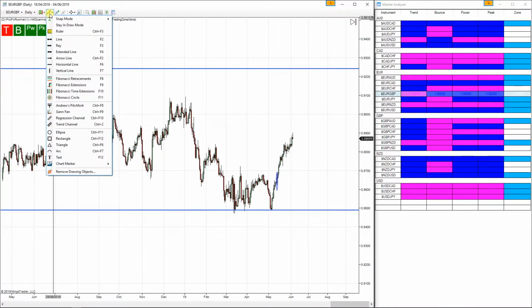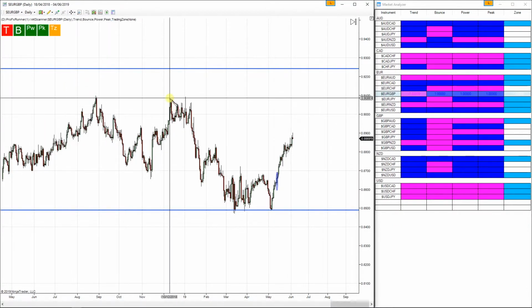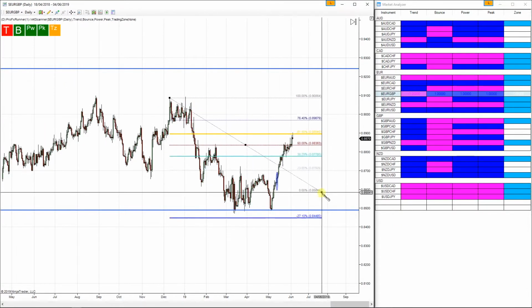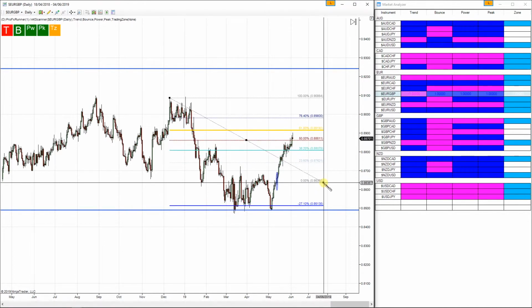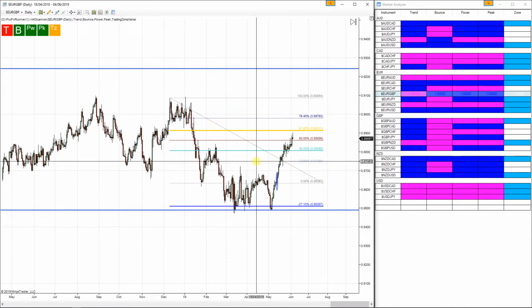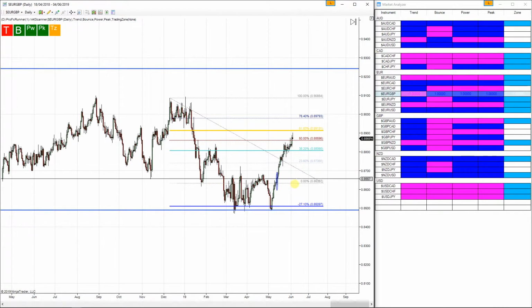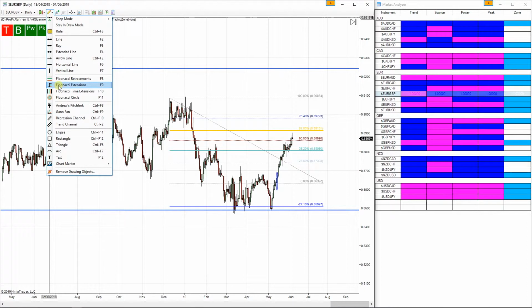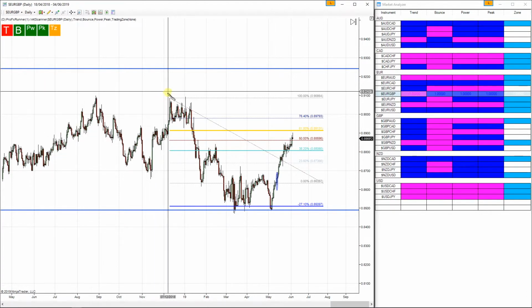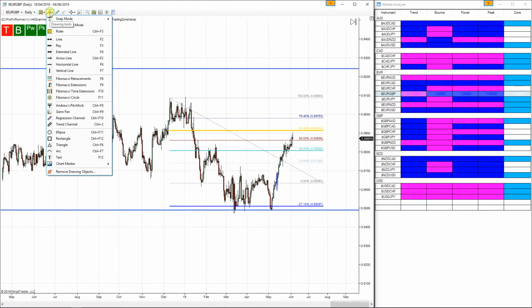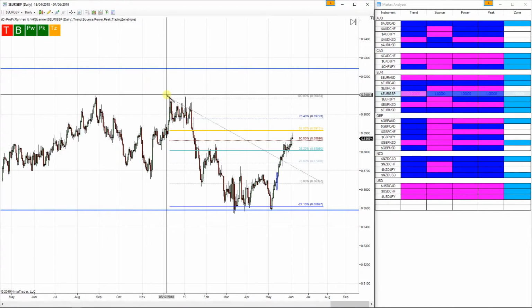Those of you who know how we use our Fibonacci's know they're very subtly different from others that I've seen. I use not only the retracements, but I also use extensions. And you can see here, just to highlight where I pull these points. I'm not going to go into too much detail because I have other videos on how to use the Fibonacci tools much more effectively.